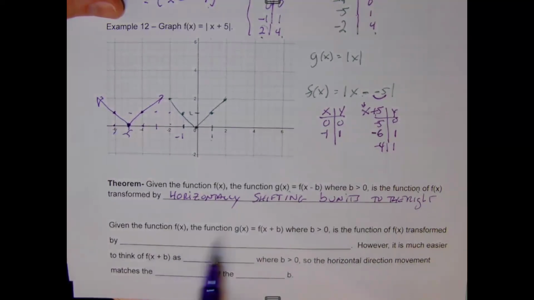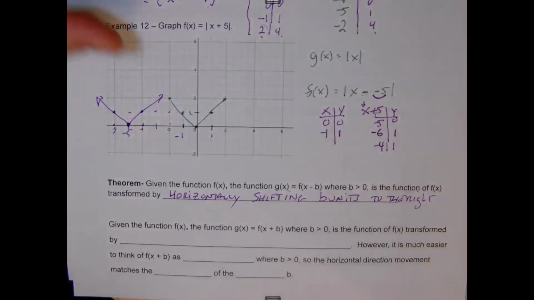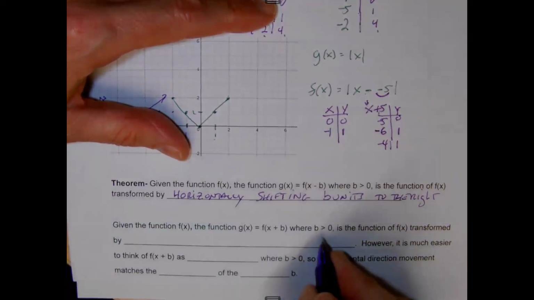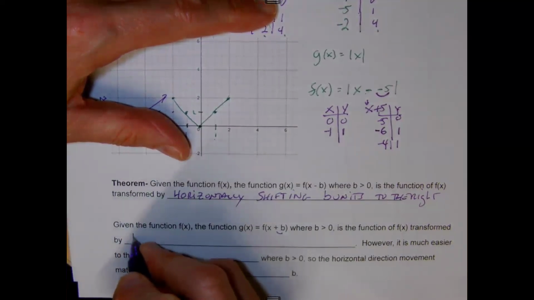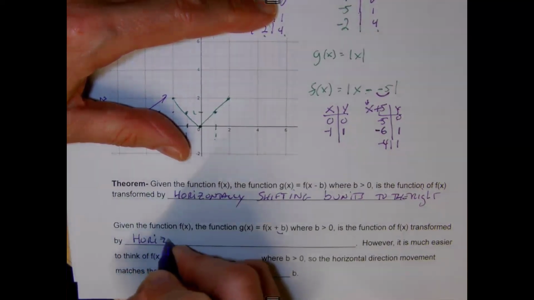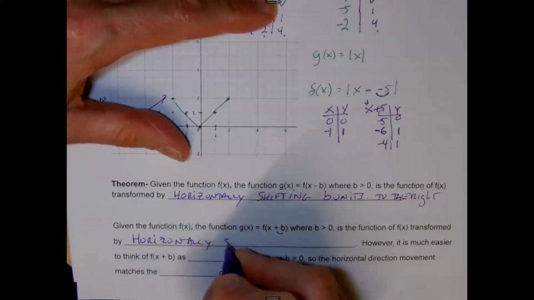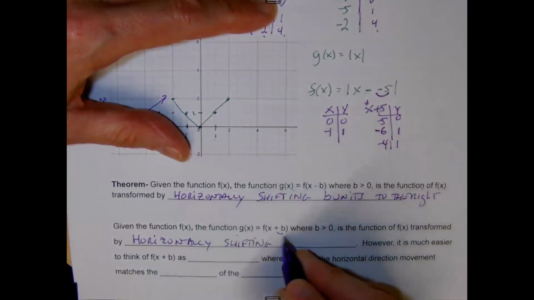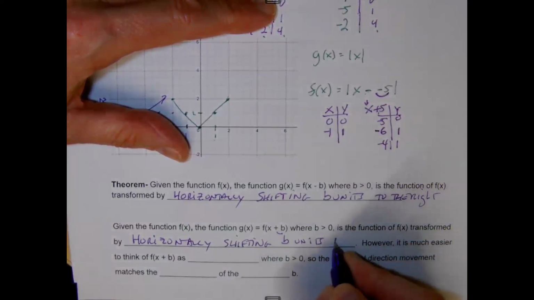Given the function f of x, the function g of x, which equals f of x plus b, where b is greater than 0, is the function f of x transformed by, and again, the way we're going to look at it, horizontally shifting b units to the left.